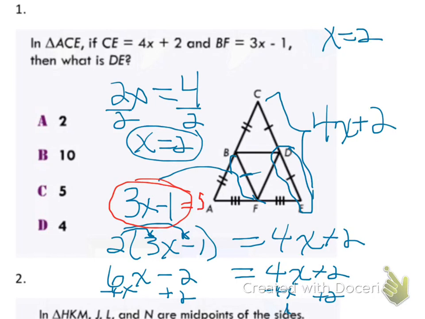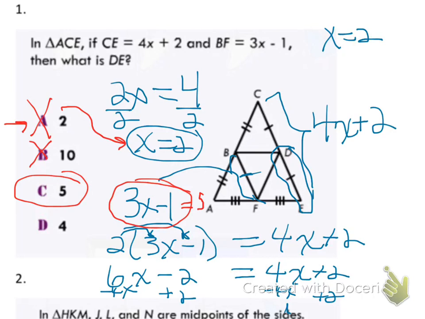Now look, I have 4 choices here. This first one for A was the value of x. So that was a distractor. That's not correct. B is the value of CF. Okay, because it's twice what DE is. So that was another distractor. Here is our answer.